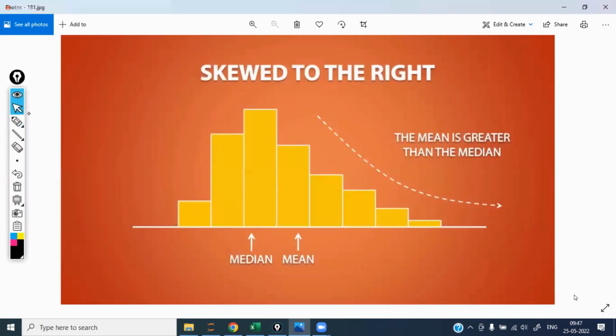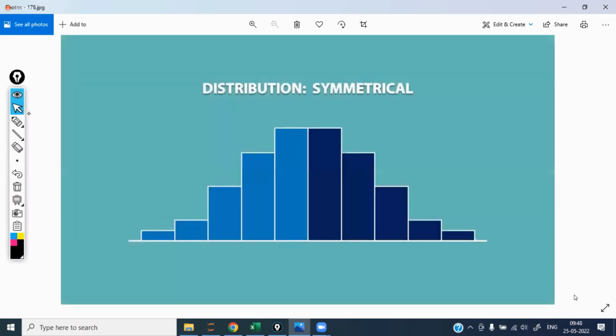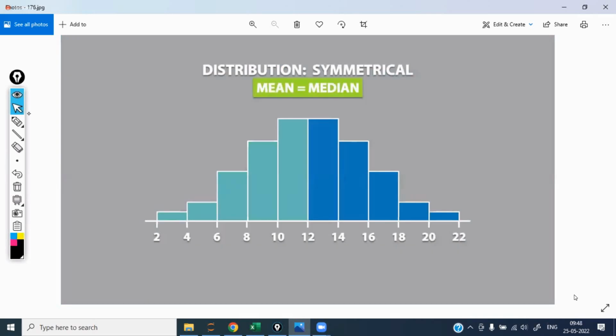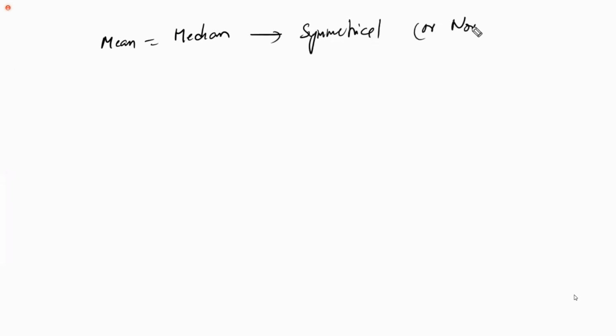Next one is right skewed. With fewer values on the right side, it is called a right skewed distribution. In this case, the median is going to be less than the mean. If mean and median are both the same, then it is called a symmetrical distribution. For a symmetrical distribution, both of them are going to be the same. Mean is equal to median. Is that clear? You can write like this. If mean is equal to median, it is called a symmetrical or normal distribution.